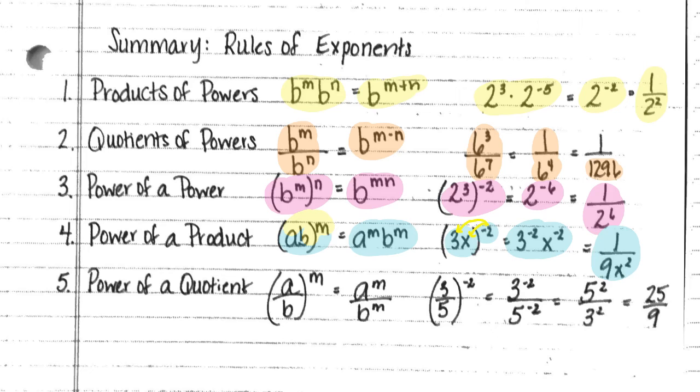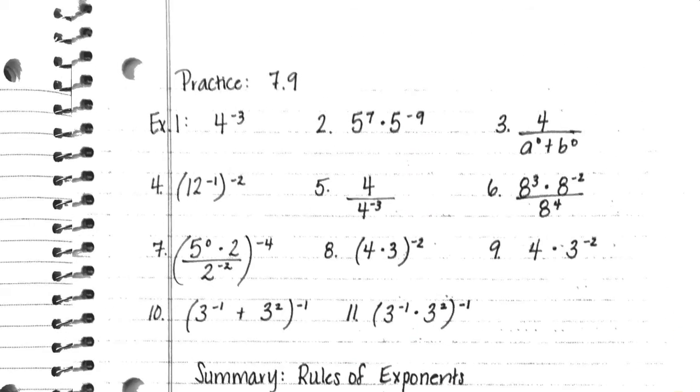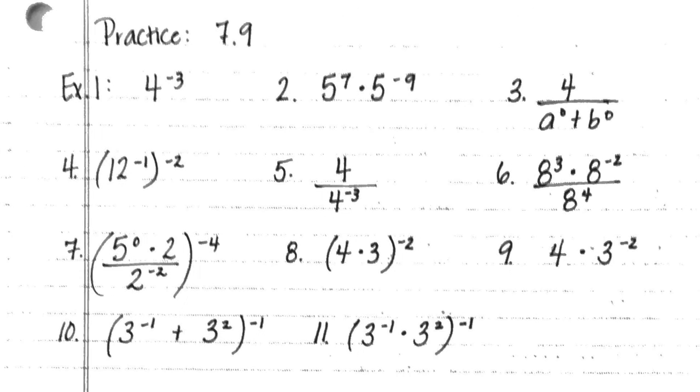All right, last thing that we're going to talk about, what about a power of a quotient? A over b to the m is the same thing as a to the m over b to the m. So if I had 3/5 to the negative second, 3 to the negative second over 5 to the negative second, well, those negatives, aren't they just going to flip-flop? So 5 squared over 3 squared is 25 over 9. All right, I have a bunch of practice problems here if you want to give them a shot.